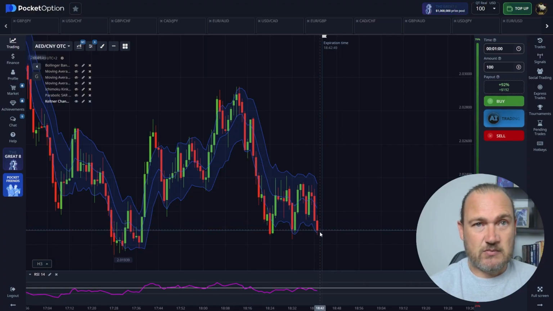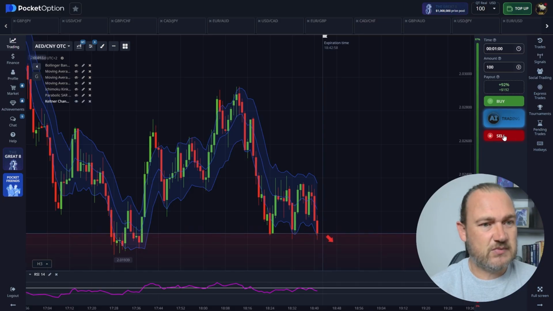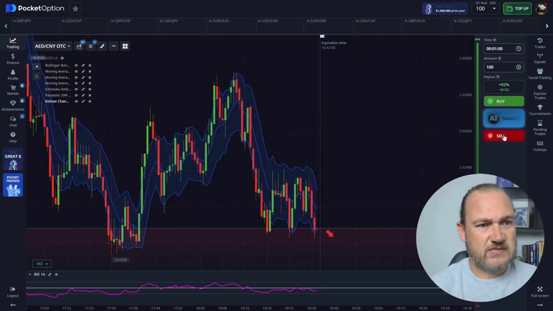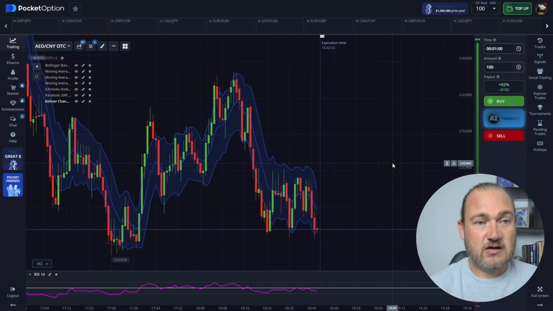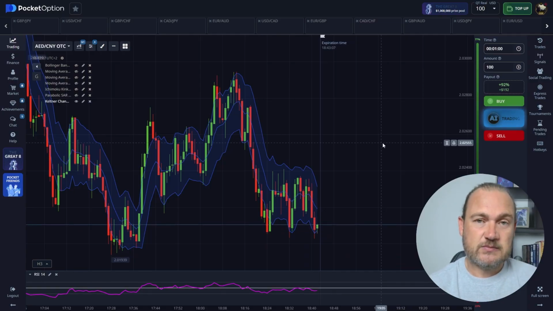And in fact, we might actually get our first trade right here. Let's have a quick look and see how this candle closes. We've got a couple of seconds left. It's pushing back though. No trade.